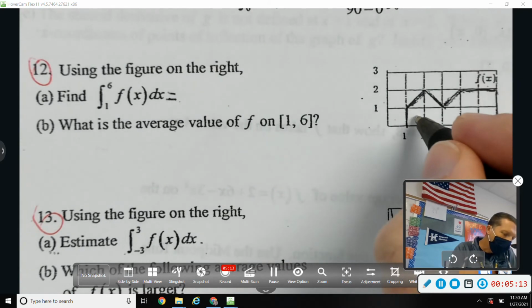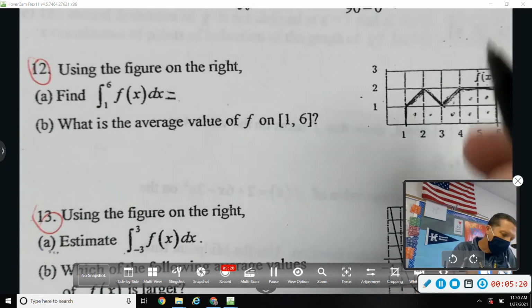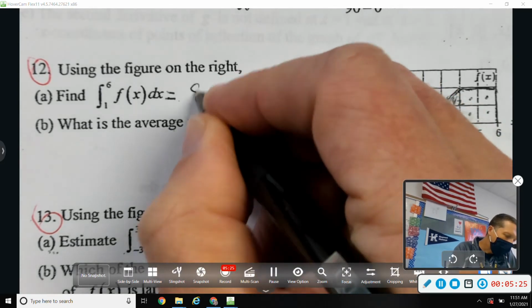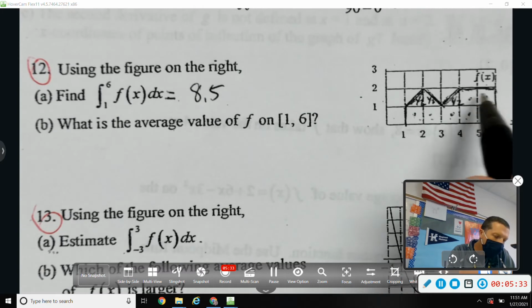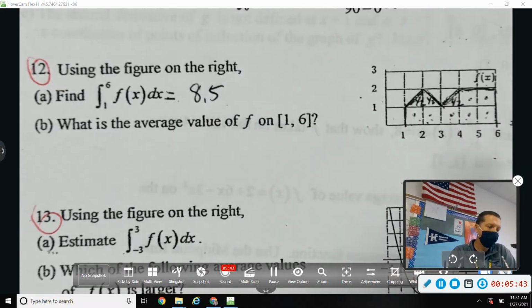So 1, 2, 3, 4, 5, 6, 7. 7 and a half, because this one's a half. 8, 8 and a half. How about that for a method? Just count the squares. 1, 2, 3, 4, 5, 6, 7, 8 and a half. I think that's easier than a trapezoid plus a trapezoid plus a trapezoid plus 2 rectangles. I mean, I guess you could do that, but when they're all divided up nice and neat, 8 and a half is fine.